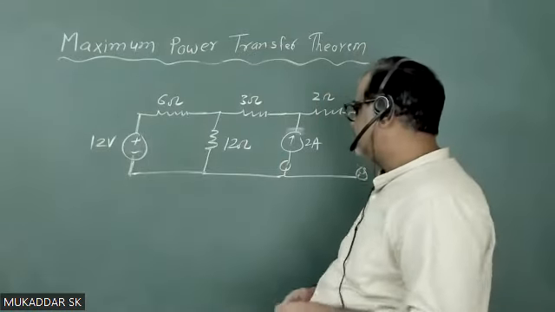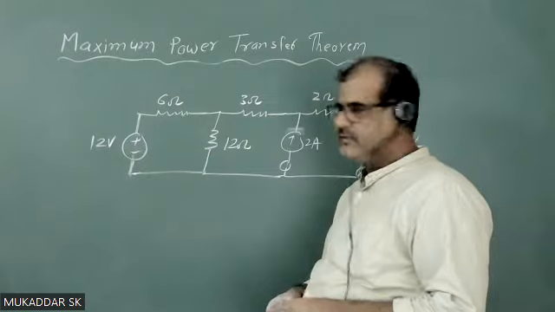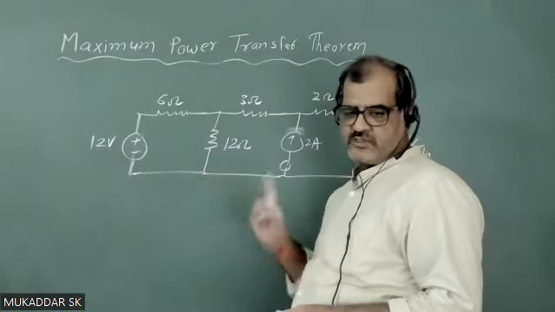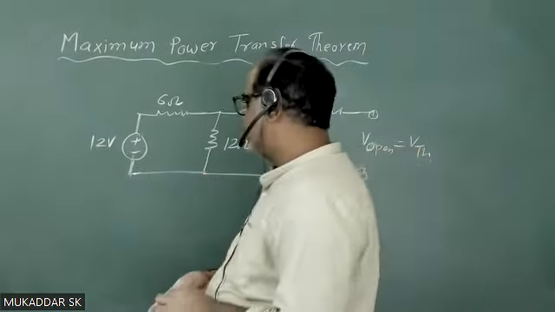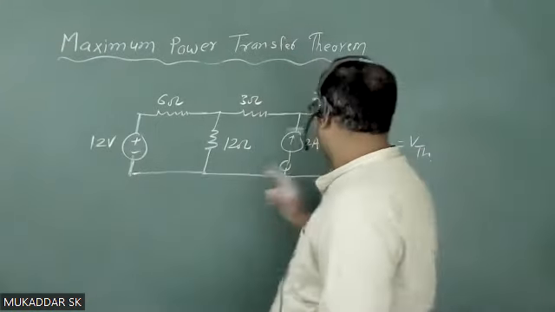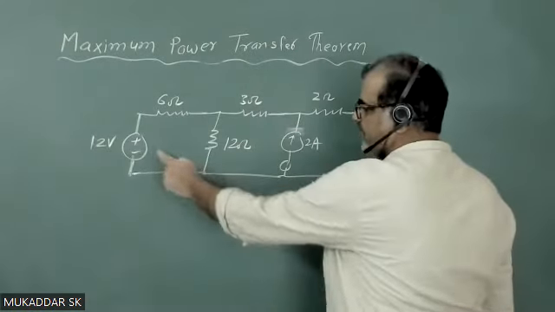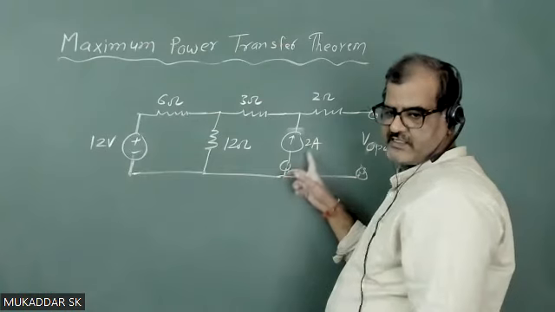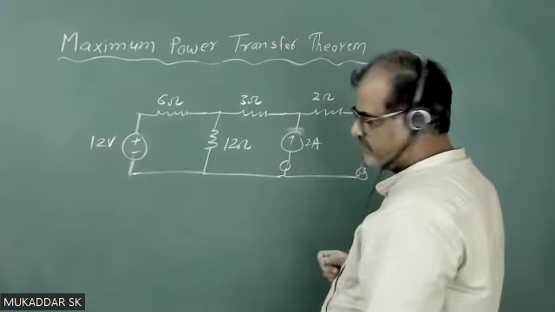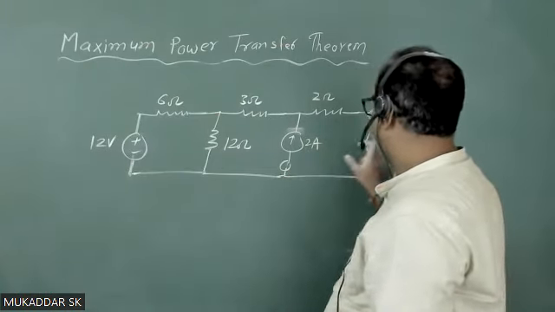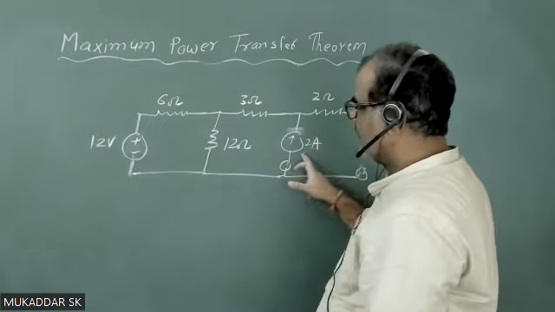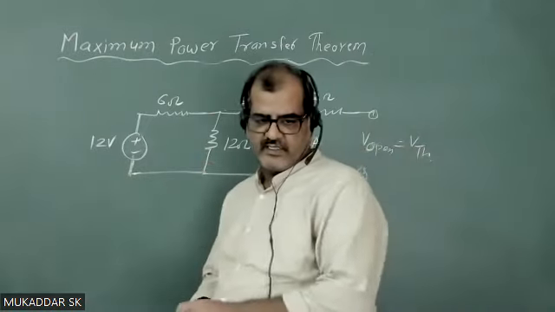In the superposition principle, we take one source at a time. If I want to calculate the open circuit voltage here due to the 12 volt battery, then I need to deactivate this current source. Similarly, if I want to calculate the voltage due to this current source, I need to deactivate the voltage source.